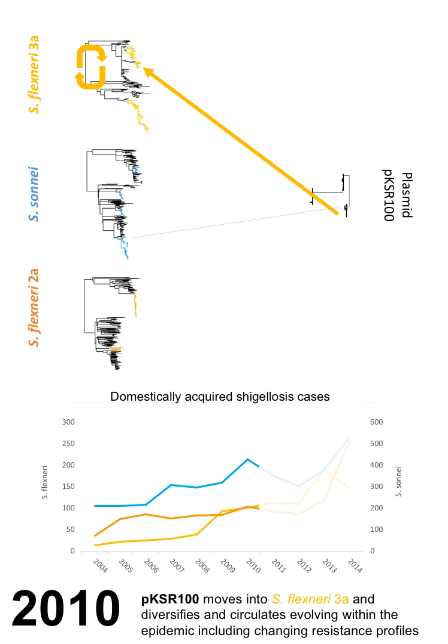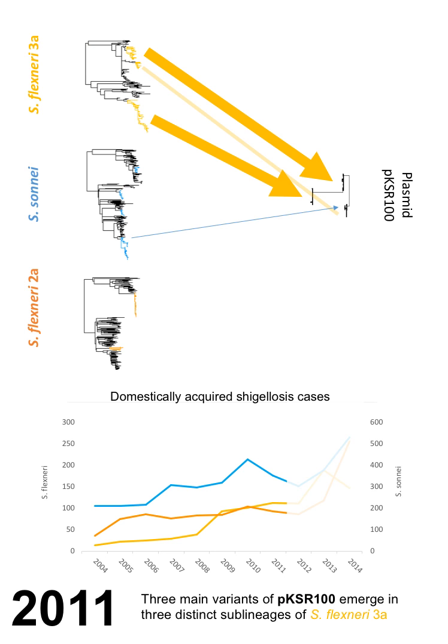In 2010, the plasmid moved into Shigella flexneri 3a, and you can see from the graph below that it starts to enhance the epidemic of that pathogen, with an increase in case numbers. Then, the plasmid appeared to circulate and diversify in this pathogen, because by 2011, we could see 3 distinct sublineages of Shigella flexneri 3a associated with 3 distinct sublineages of the plasmid.